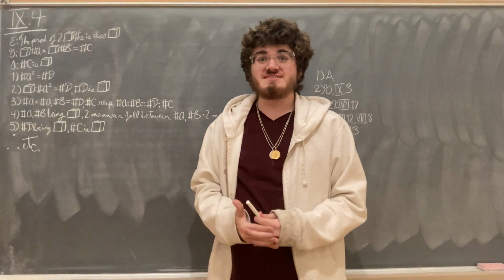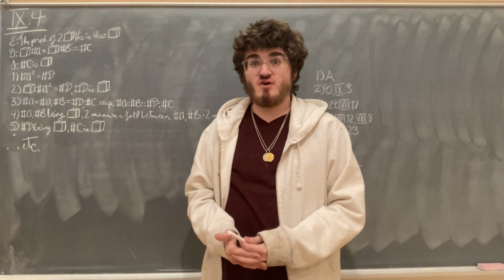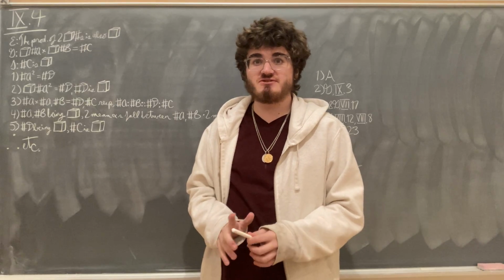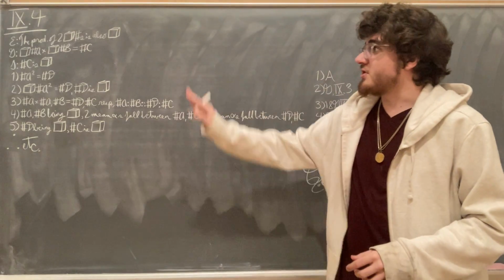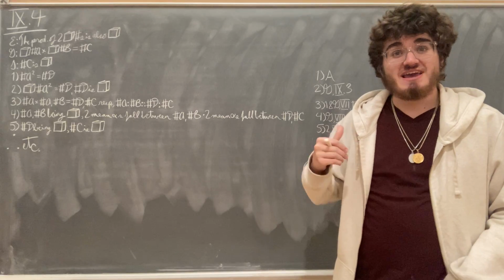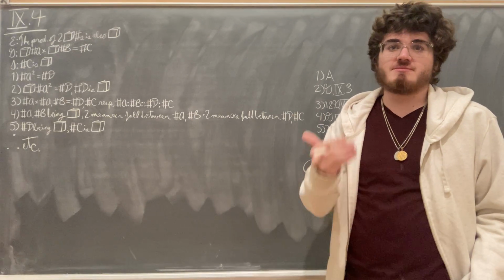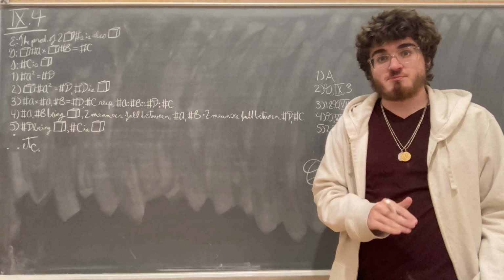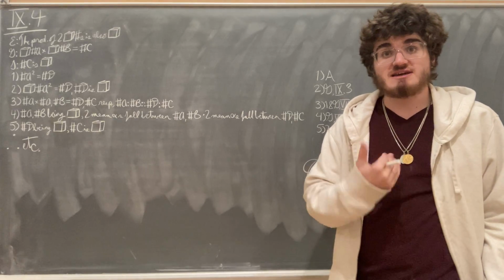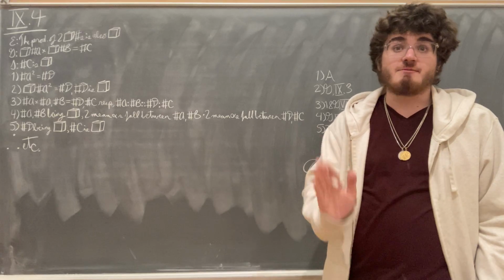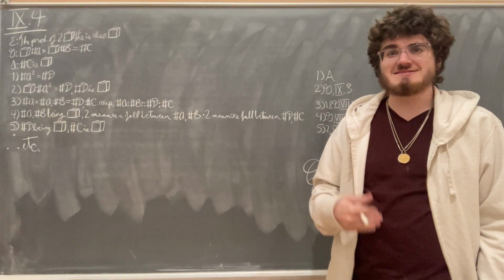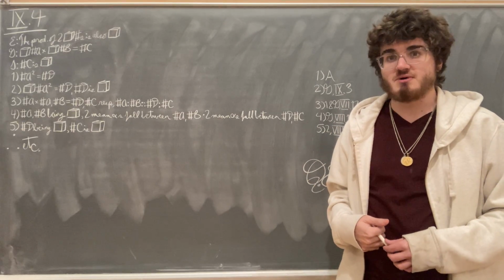Hello, this will be a demonstration of Proposition 4 from Book 9 of Euclid's Elements, which says that the product of two cube numbers is also a cube number. We're given two cube numbers a and b. We're also given their product c, so a times b makes c. And what we want to prove is that the number c is also a cube number.